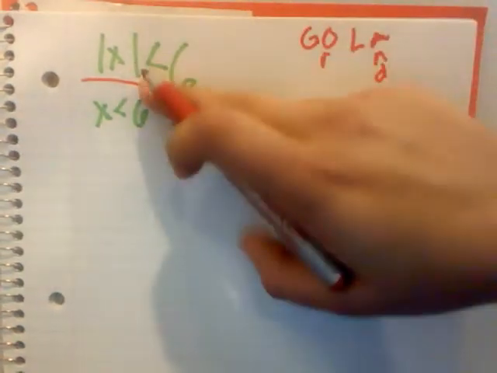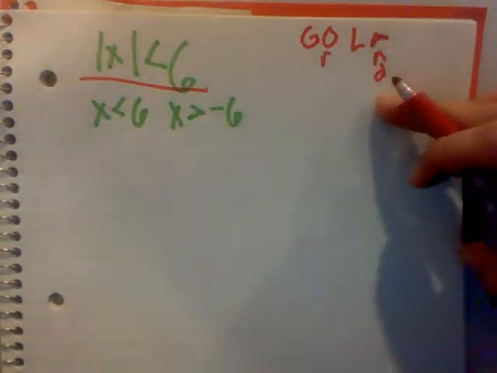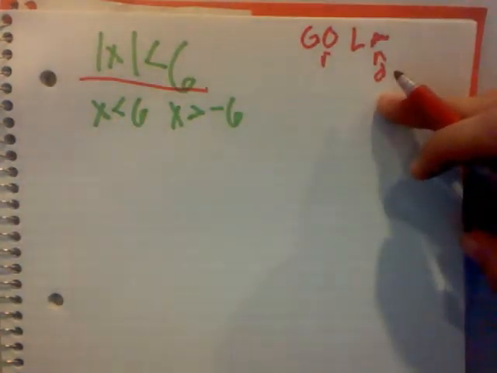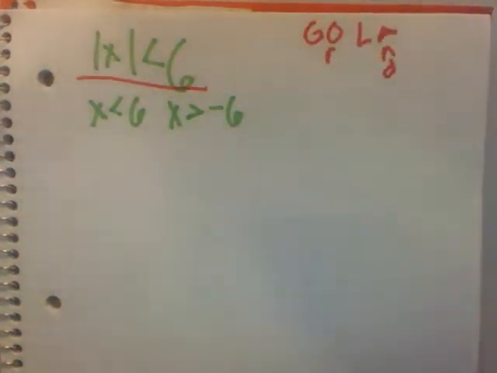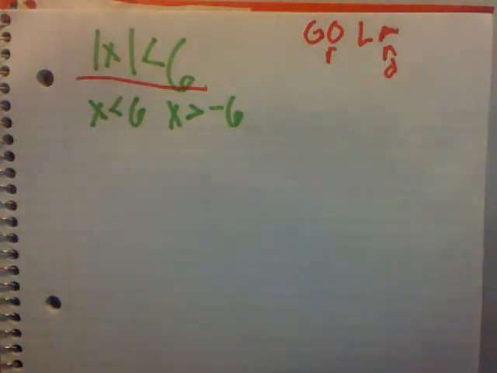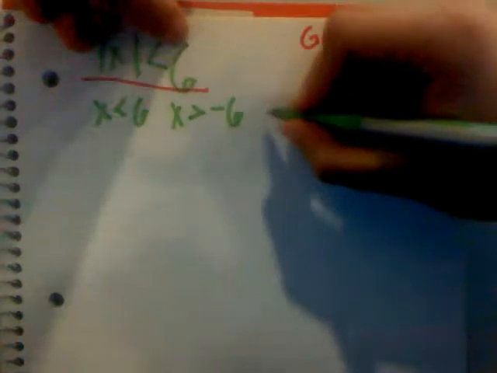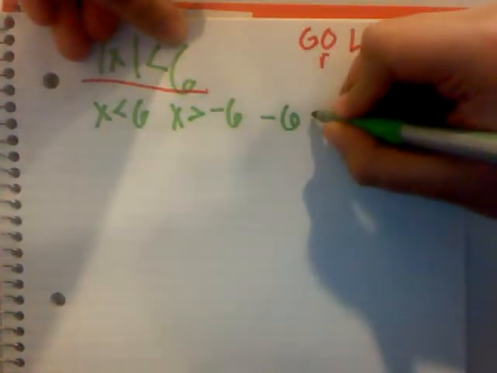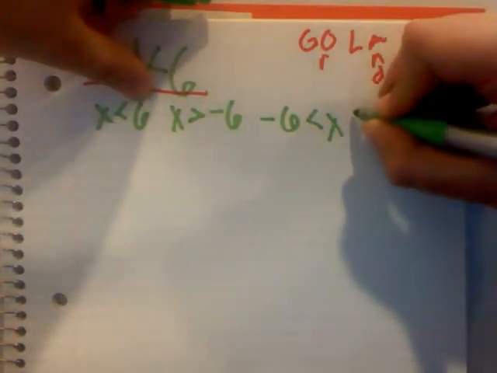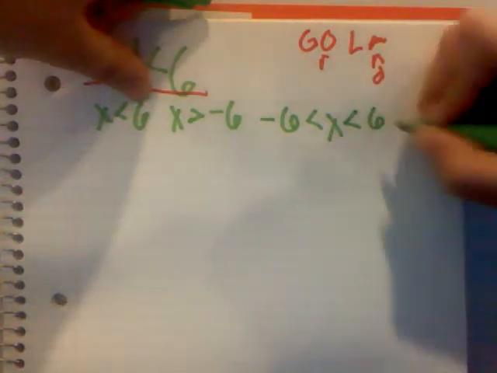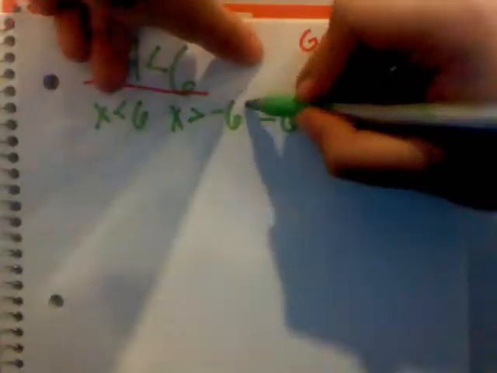And this one, this is a less than. Remember, you have to check your original problem, and we have a less than sign, so it's going to be an and statement. So we're going to write this like this. -6 is less than x less than 6. Alright, that is your solution.